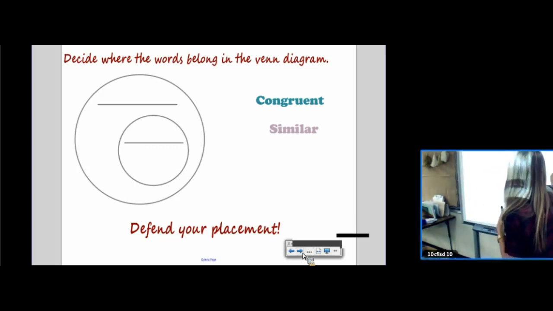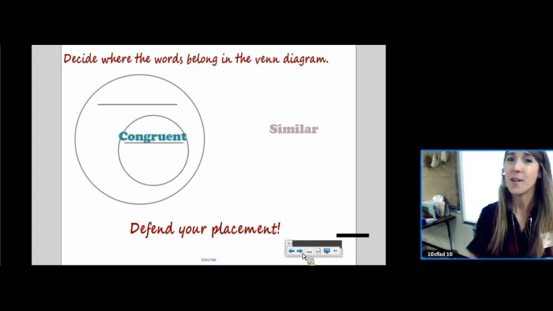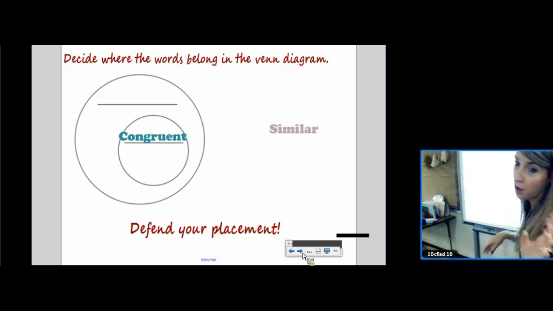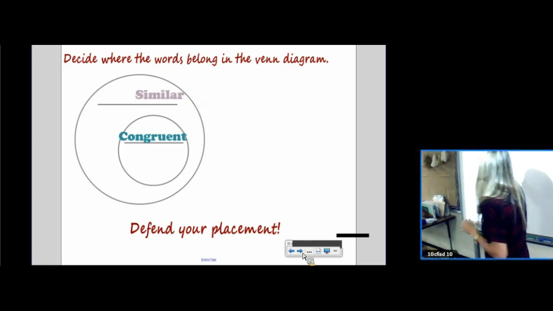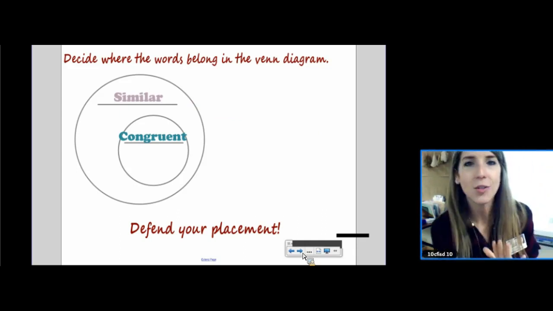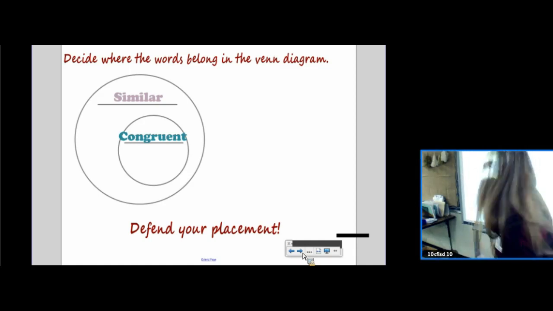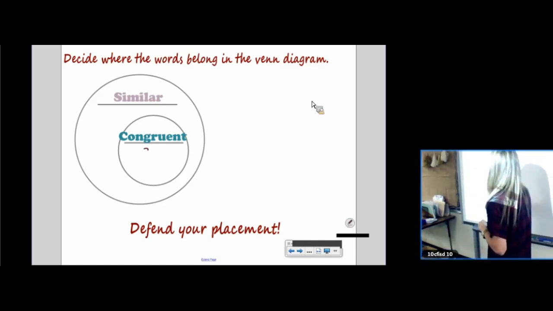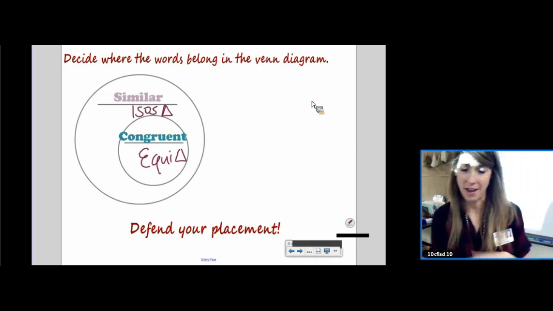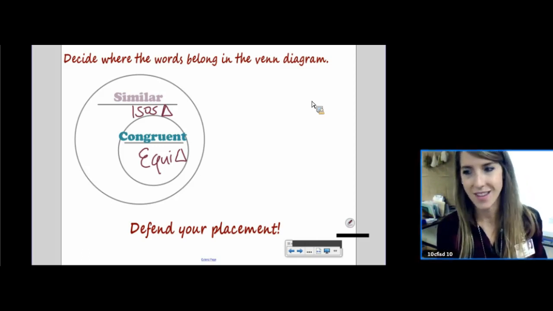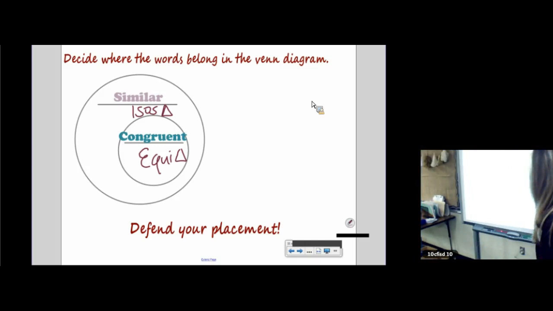You have more things that have to be true to be congruent. You have to match perfectly in every way. Similar, it's still hard to be similar. But if you meet all the requirements of being congruent, then you definitely meet all the requirements of being similar. It's kind of like an equilateral triangle and an isosceles triangle. If you're equilateral and all of your sides are congruent, then are at least two of them congruent? Yeah. Okay.